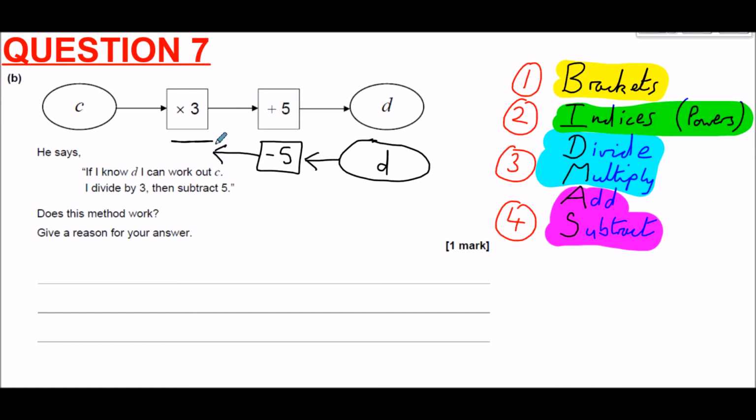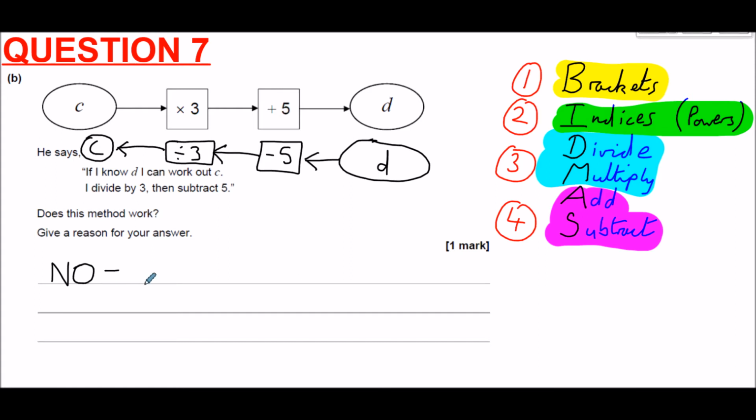And at this step, opposite of multiplying by 3, we'll divide by 3. And then we'd get C. So in this case, I'm saying we need to subtract 5 and then divide by 3, whereas he's saying divide by 3, then subtract 5. So does the order in which we divide and subtract matter? Well, actually it does, because divide is ahead of subtract in BIDMAS. They're not grouped together. Divide is the third group, subtract comes at the end. And so does this method work? No, it won't.